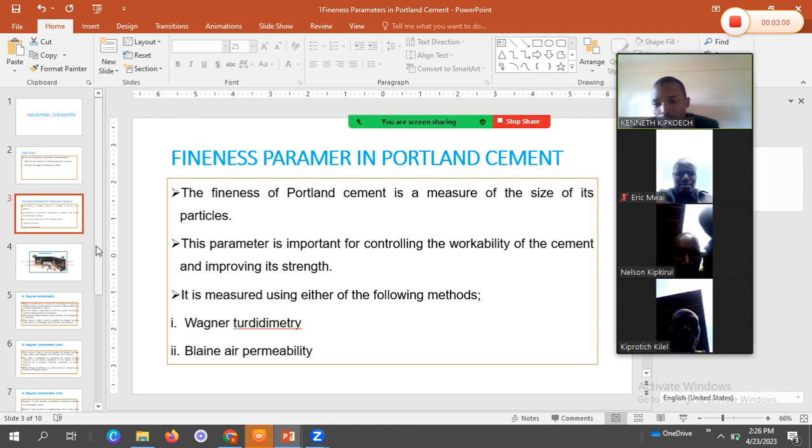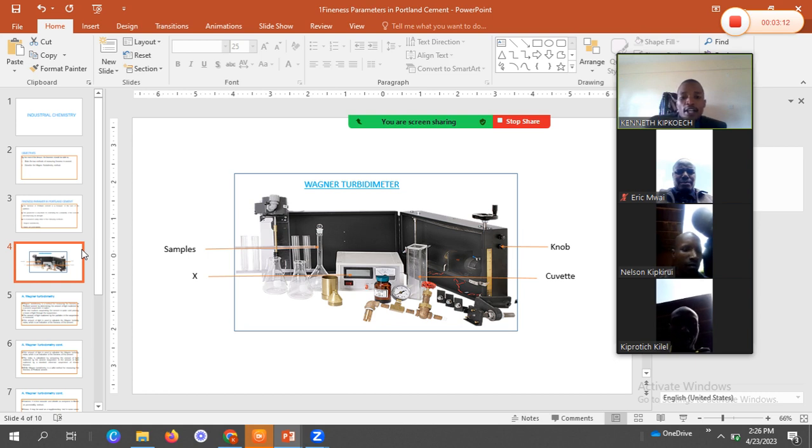And I'm going to illustrate the instrument that is used for measuring the fineness, which is the Wagner turbidimeter. As you can see in my chart, that is a Wagner turbidimeter. I've labeled where the sample is. The sample is in the conical flask, and some other samples are found in the volumetric flask. We have the label of cuvette. We have a knob.